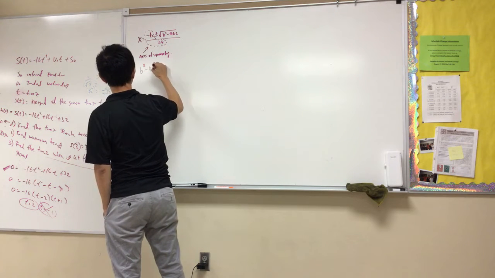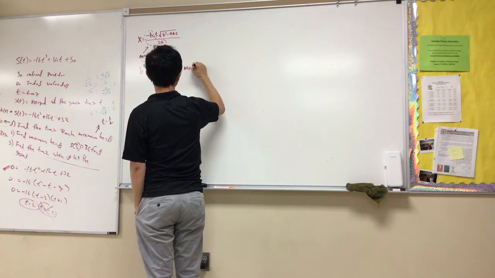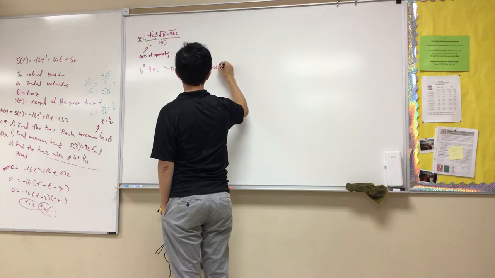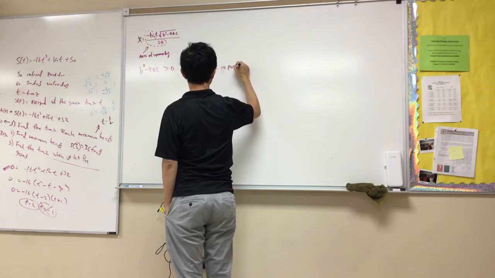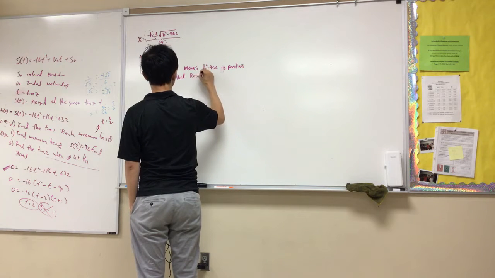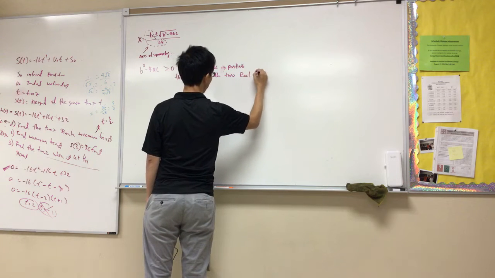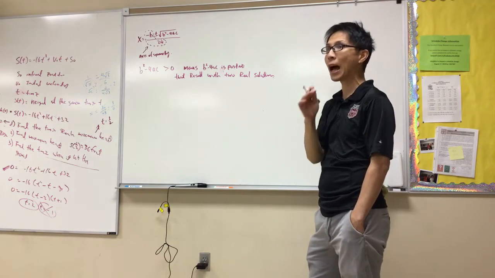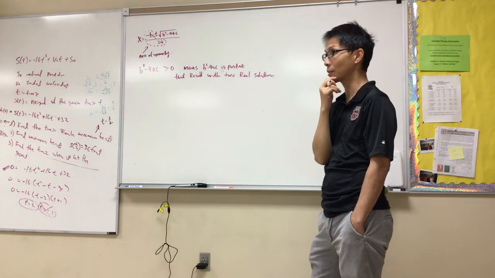If b squared minus 4ac is greater than 0, that means what? That means b squared minus 4ac is positive, which results in 2 real solutions. So if it's positive, you're going to get 2 real solutions. It's really that easy.